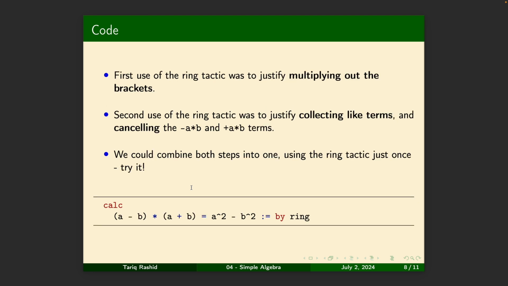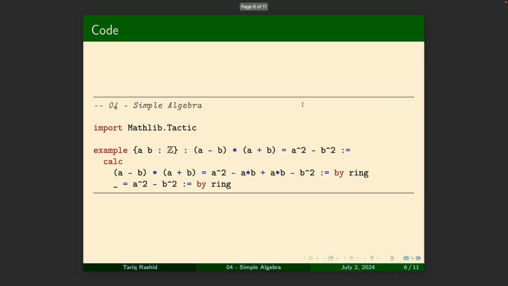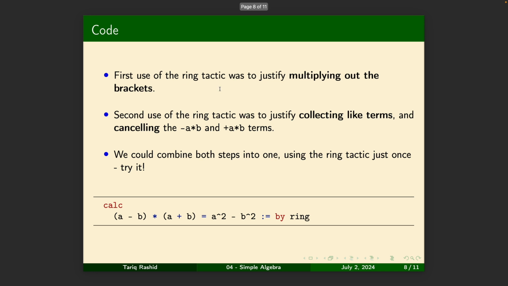So just a comment here. The first use of that ring tactic was to justify multiplying out brackets. Let's look at that again. This one was for multiplying out brackets. That's by ring. That's the first use of the ring tactic. The second use was to collect like terms and cancel them if possible. In our case, it cancelled minus ab and plus ab. So the ring tactic was used twice to do algebra, but slightly different algebra.